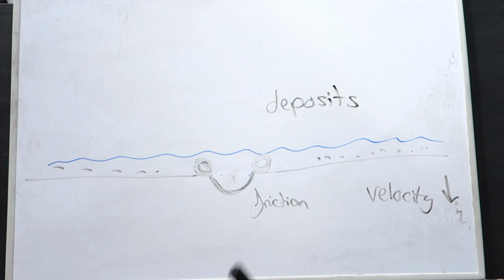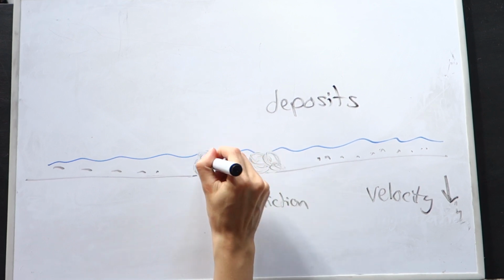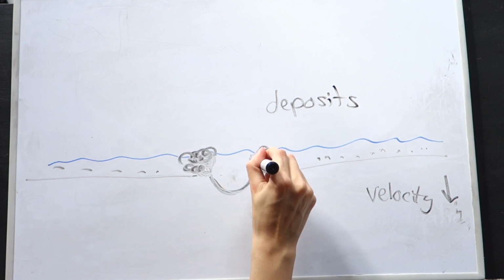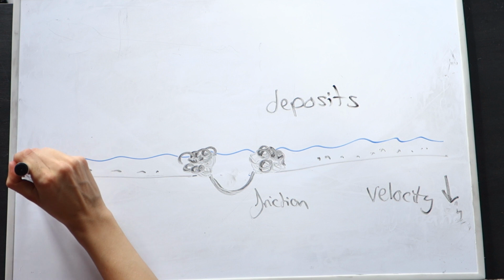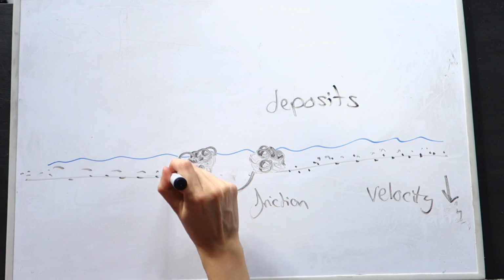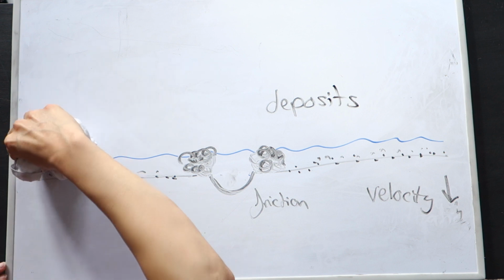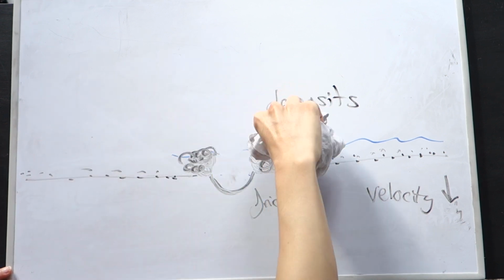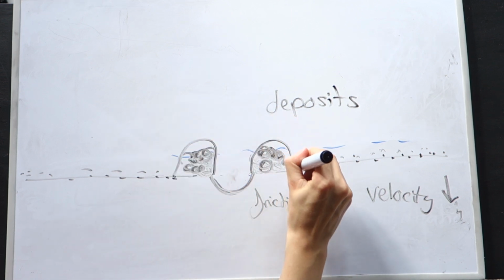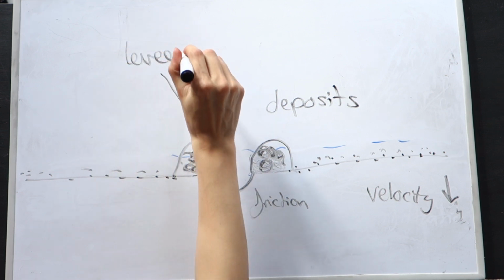Over time, after repeated flooding, larger sediment continues to be deposited close to the banks of the river, whereas the finer, smaller sediment is deposited across the floodplain further away from the river. Eventually, we get mounds either side of the river channel, made up of that heavy sediment, that are called levees.